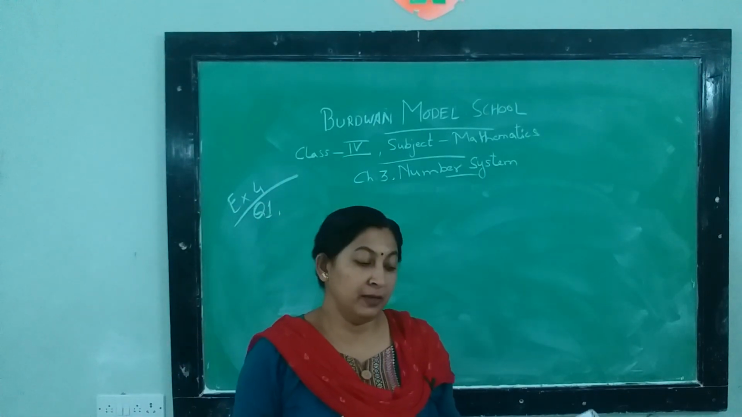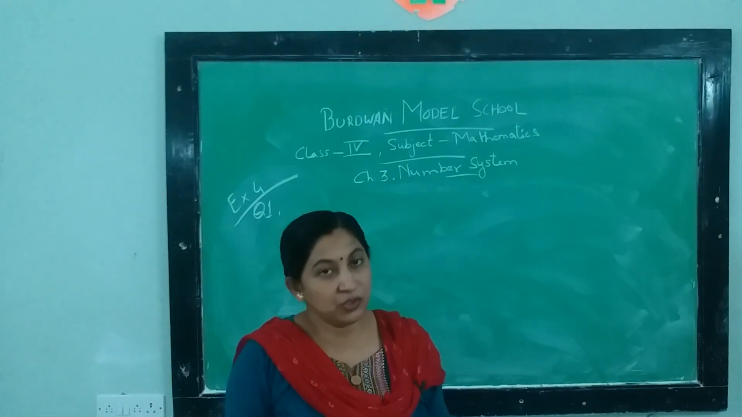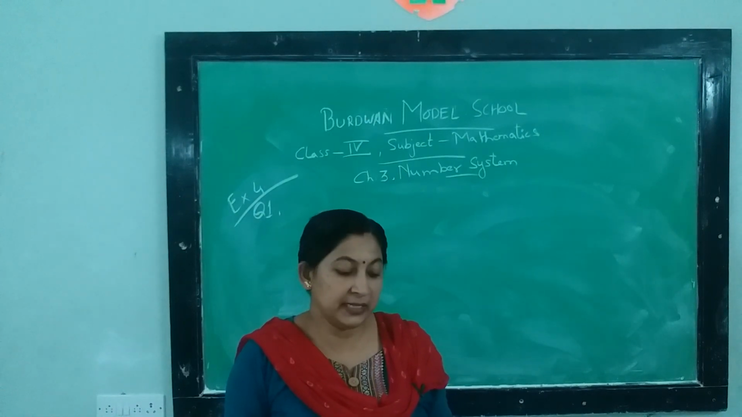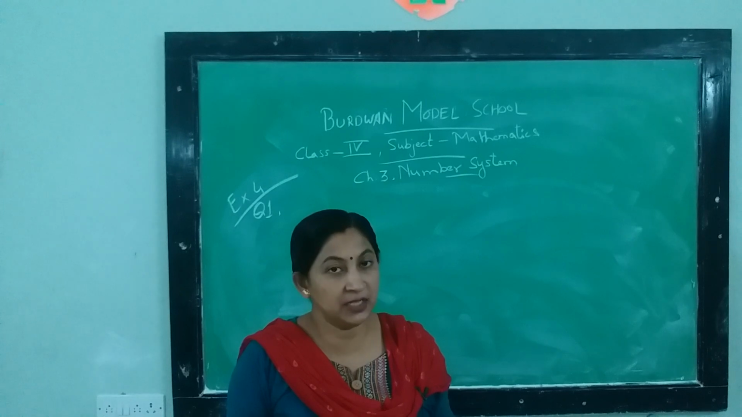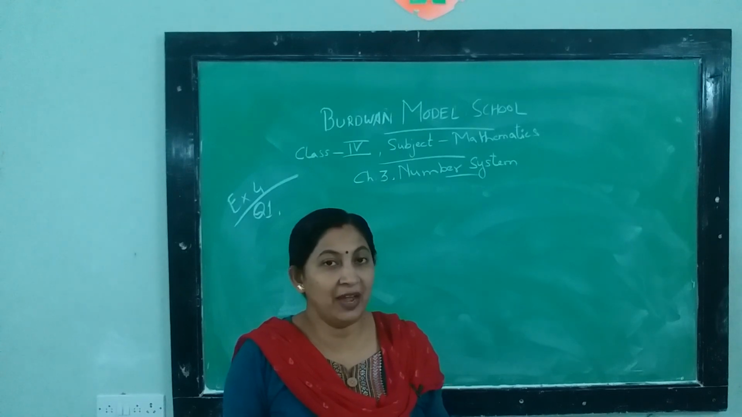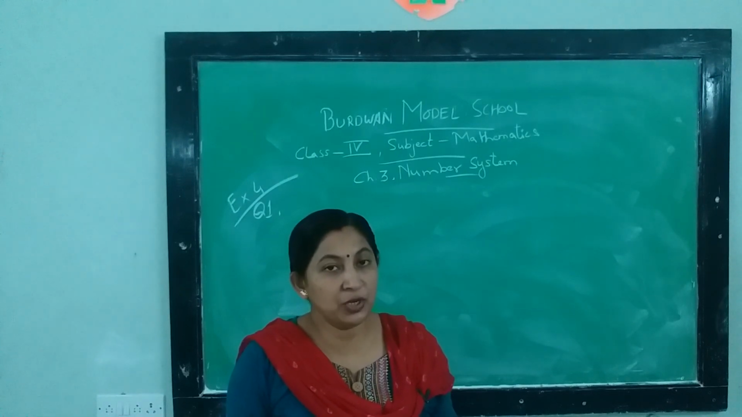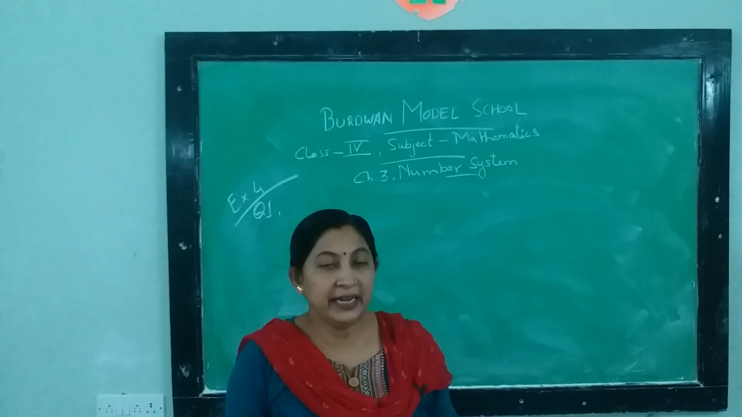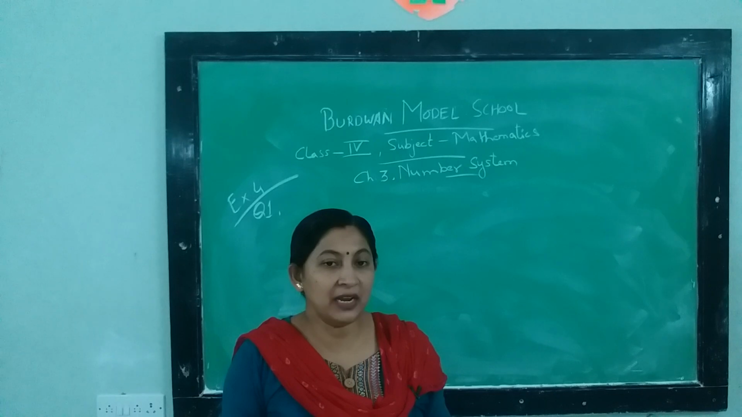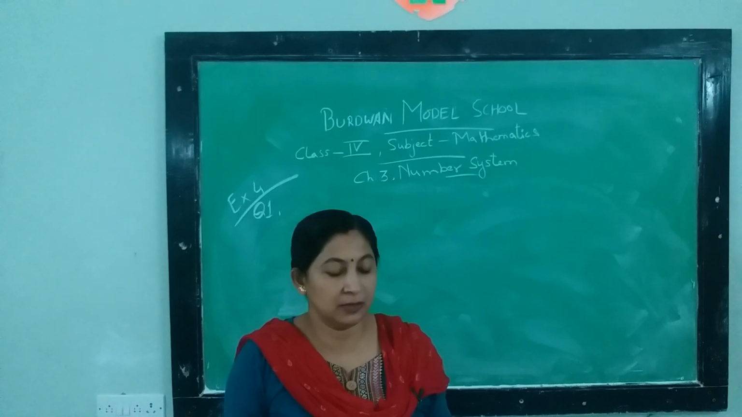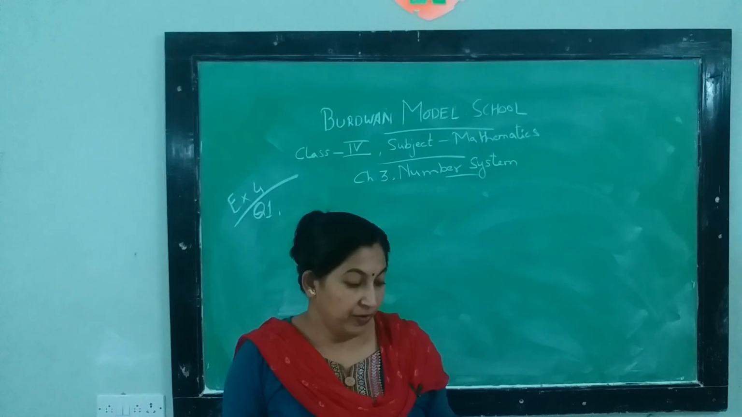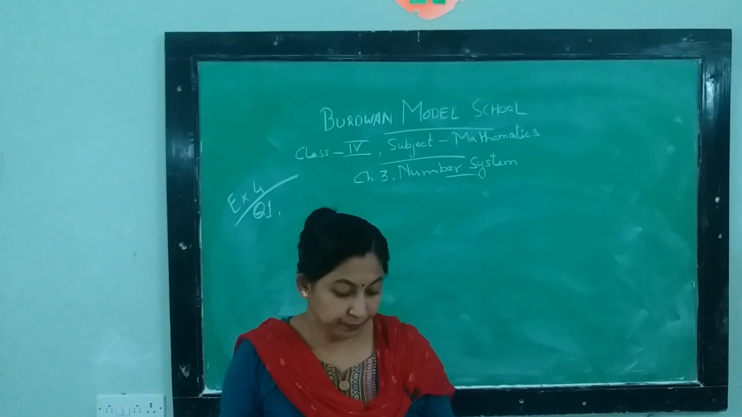Yesterday we have done up to exercise 3. Okay, we have completed exercise 3 and today we will start exercise 4. In exercise 3 we discussed the international place value chart and the Indian place value chart, how you will write in words as well as how you will write in figures. Clear? Okay, now we will start exercise 4.